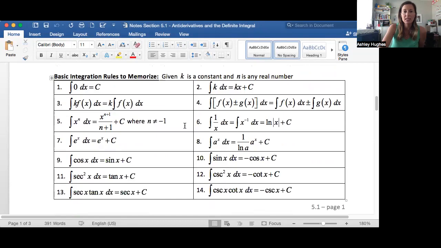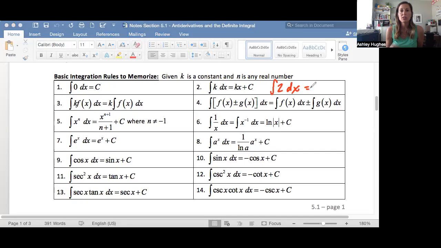So these are the basic integration rules, which you're going to want to memorize. The integral of 0 is c, because what's the derivative of any constant? 0. The integral of k is kx, where k is any constant. So say I had the integral of 2. Well, what do you take the derivative of and get 2? The answer is 2x. And again, you could always have plus c. So if you're integrating any constant number, you just add an x.